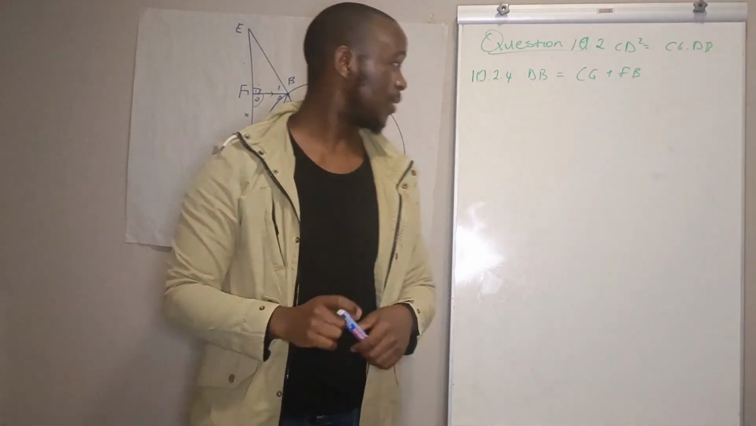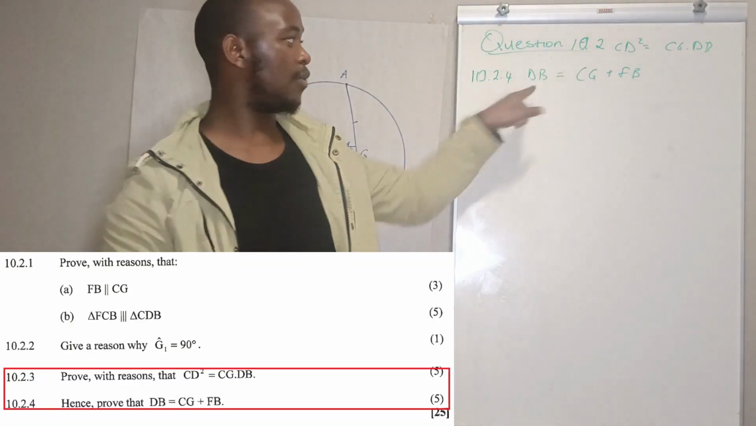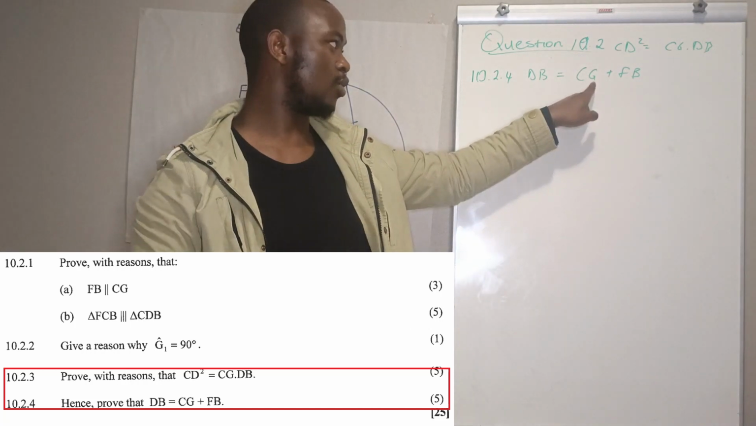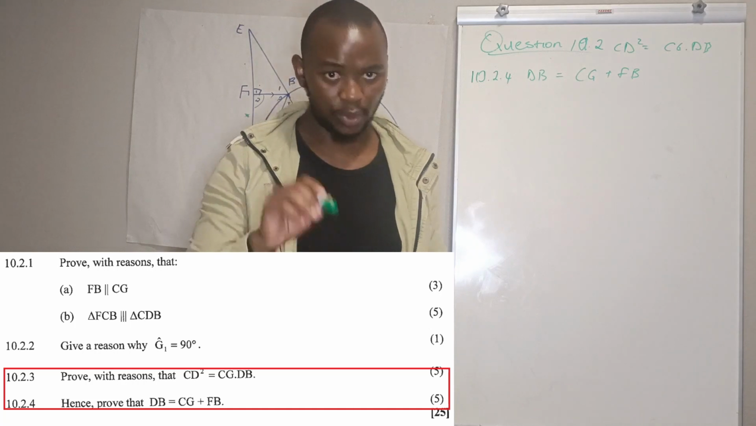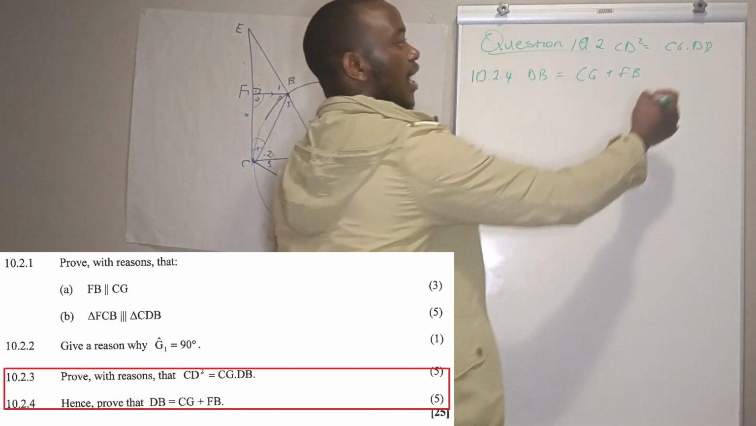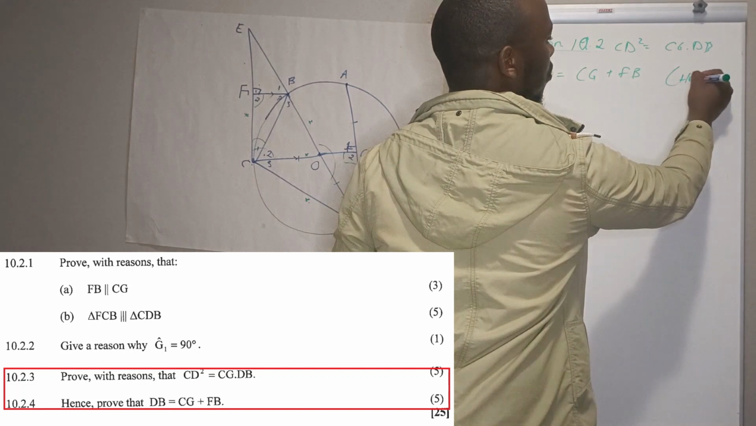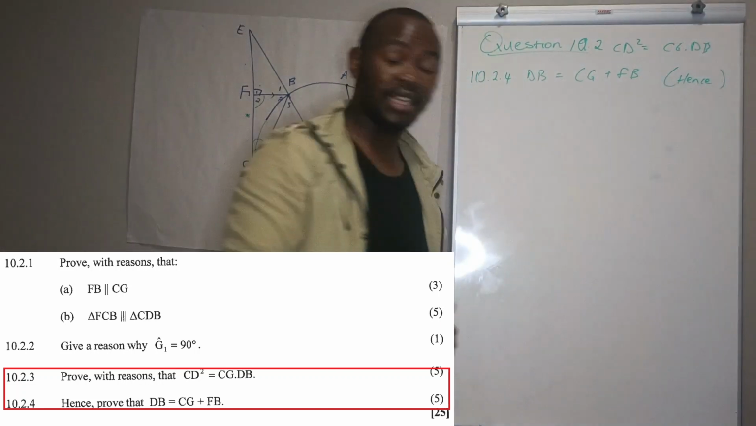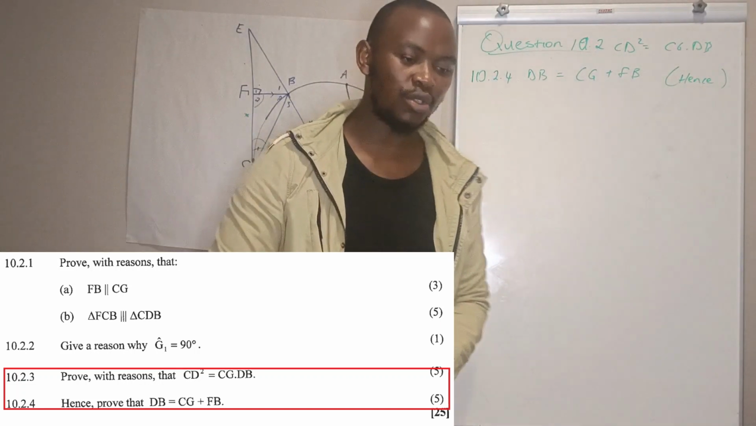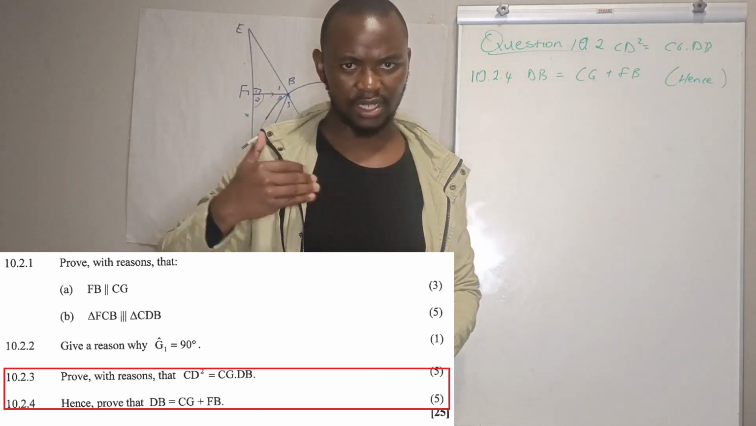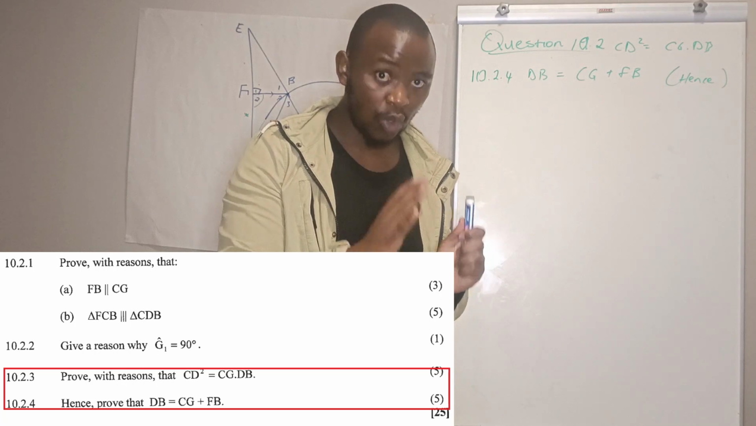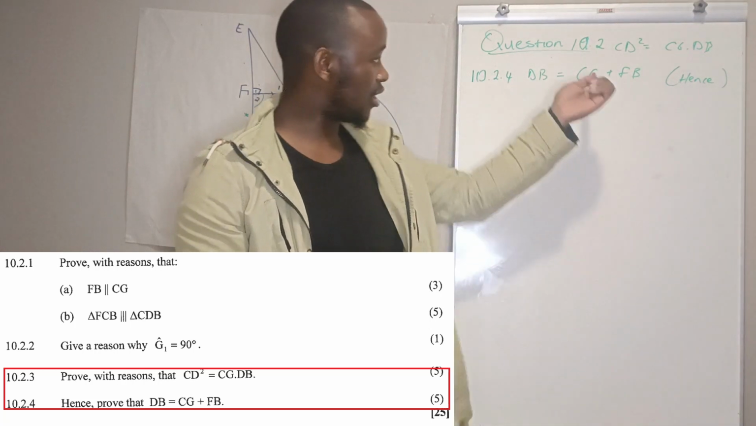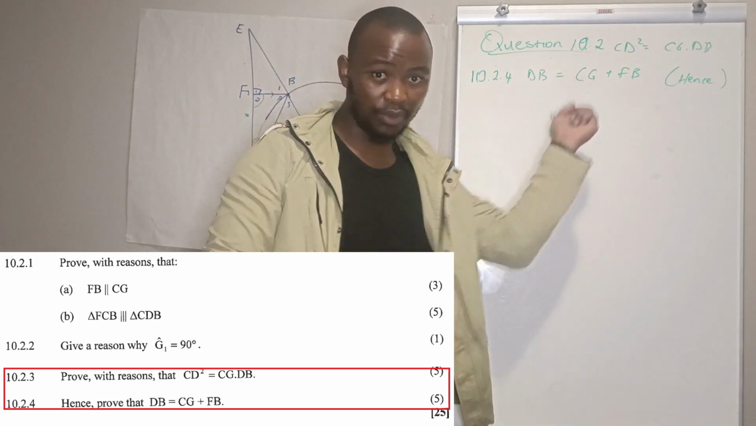All right, the next question is asking us to prove DP is equal to CG plus FP. And the most important word they used here is "hence", or "therefore". So they are saying that the previous question that you've just calculated or just proven should form part of the answer that you're going to use in proving this one.